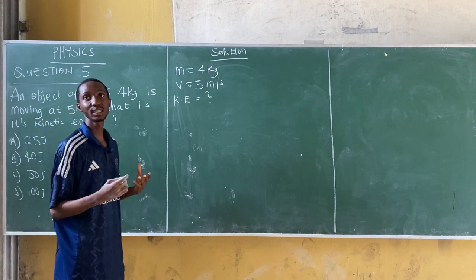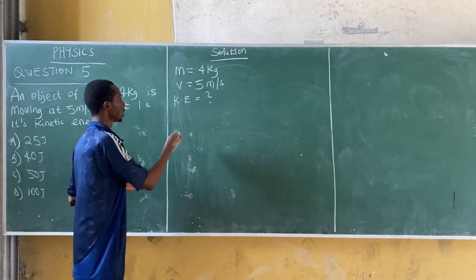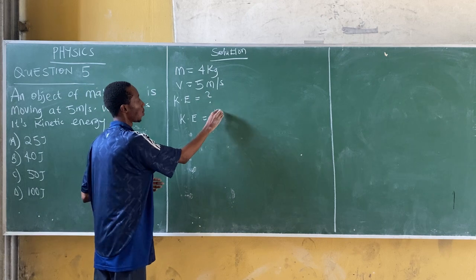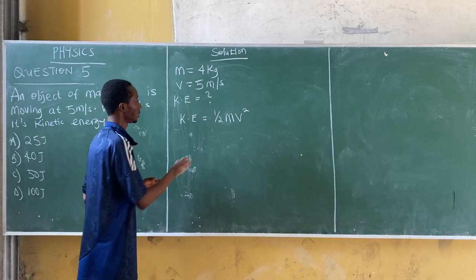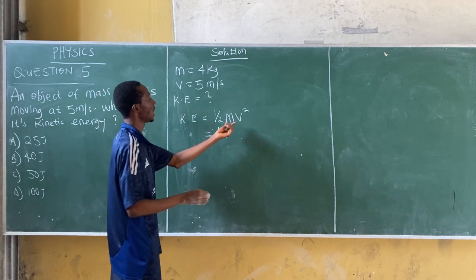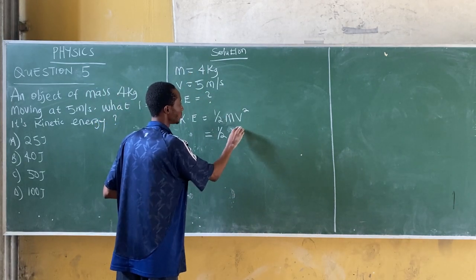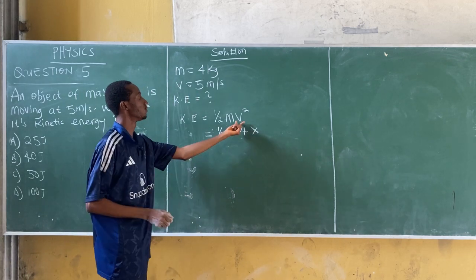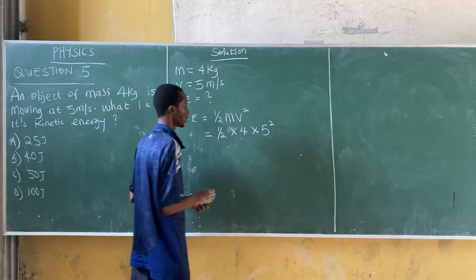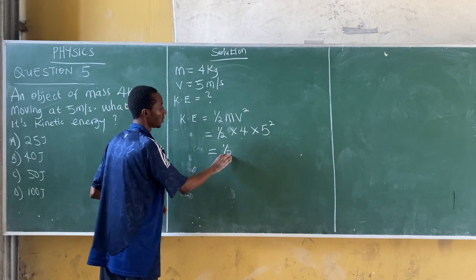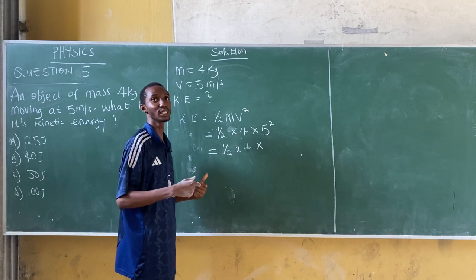Now, recall that kinetic energy has to do with energy in motion. And the formula for kinetic energy, KE, is given as 1 over 2 mv squared. We substitute the value of m, which is the mass, 4 kg. This is 1 over 2 times 4 times the velocity squared, which is 5 squared.